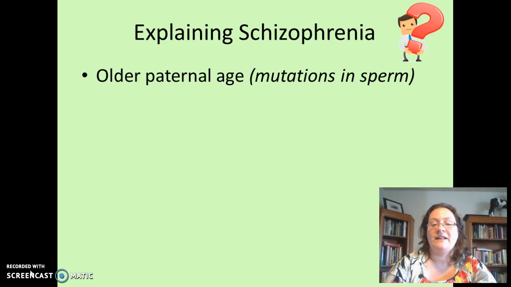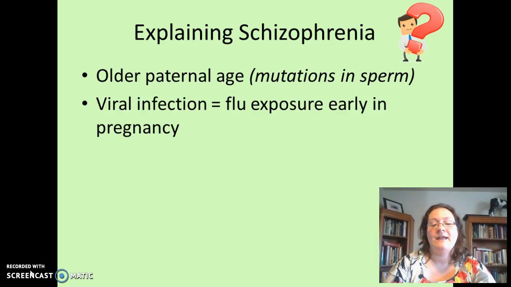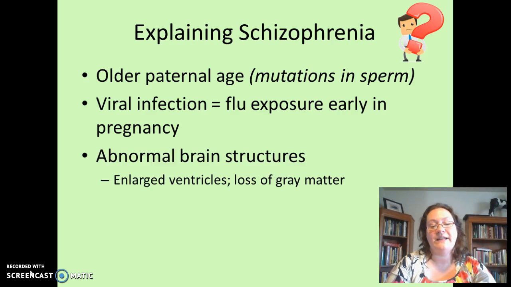There's been a lot of research into explaining schizophrenia. Some things that have been hypothesized, that there's some support for, are things like older parental age or paternal age, which is kind of interesting because many times when we talk about different disorders, we're talking about the mom. But in this case, with schizophrenia, it's really the dad, the paternal age. And we think this is maybe due to some mutations in the sperm. There's also a lot of evidence to suggest that viral infections, such as flu exposure, early on in pregnancy may contribute to the risk of developing schizophrenia.